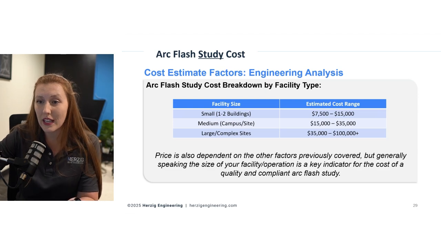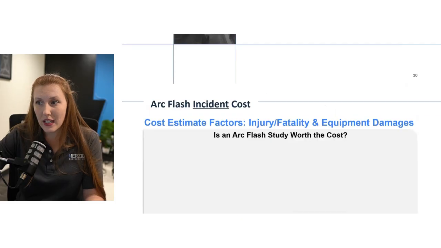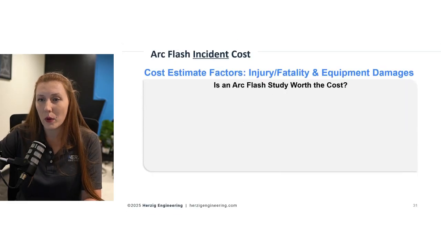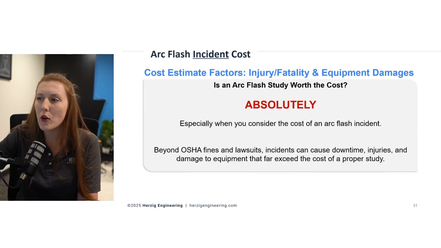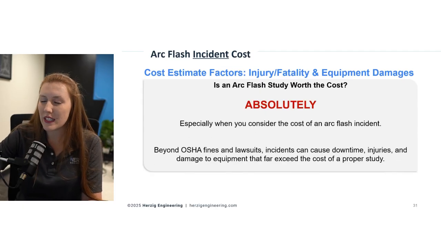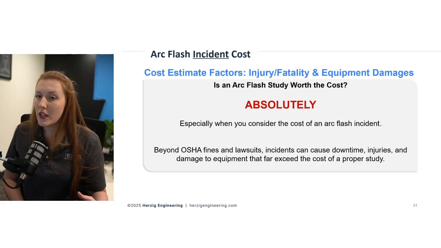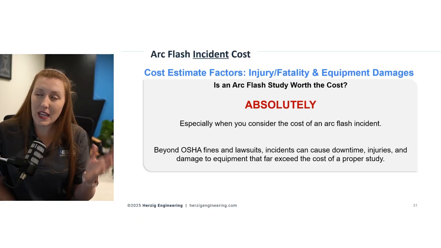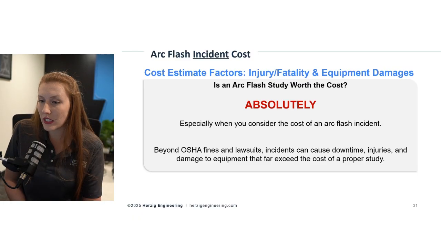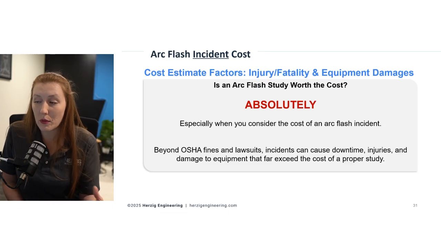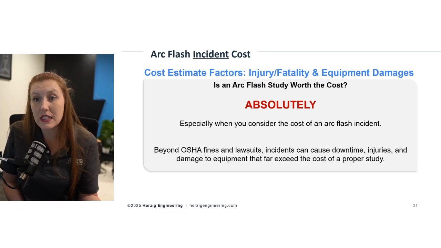A quality study requires some investment, but is it worth it? Is an arc flash study worth the cost? Absolutely. And I hope everyone who's sitting in this webinar today can agree, especially whenever you consider the cost of an arc flash incident. Of course, there's the potential of equipment downtime, you needing to have equipment replaced, a switchgear or panel or whatever it is that blew up needs to be replaced now.